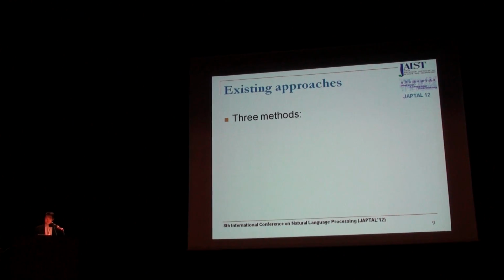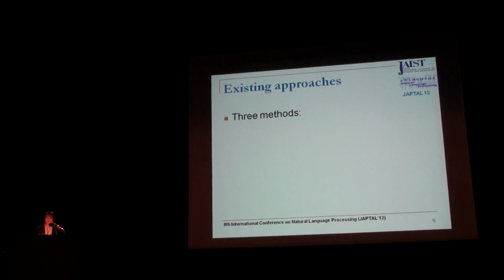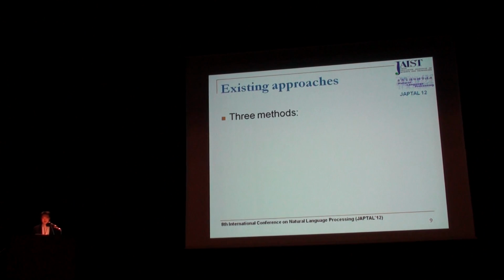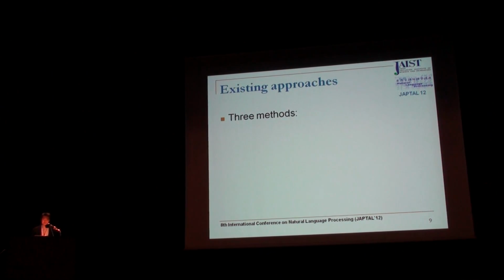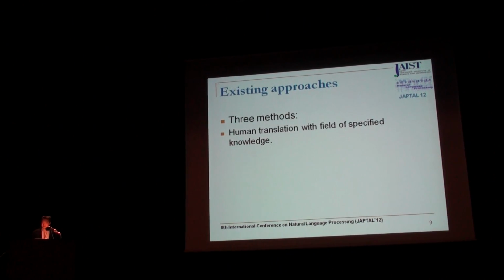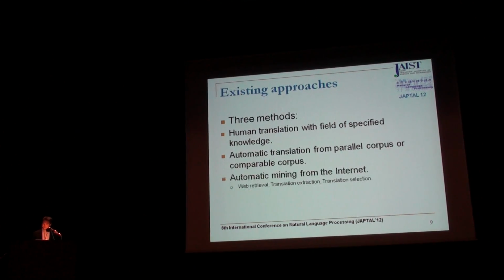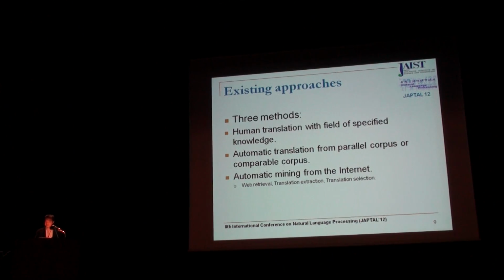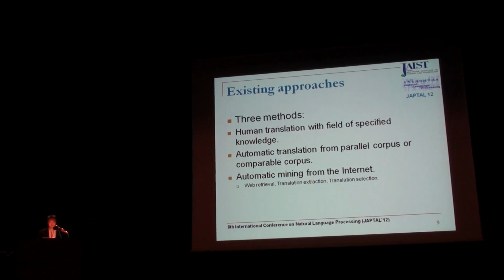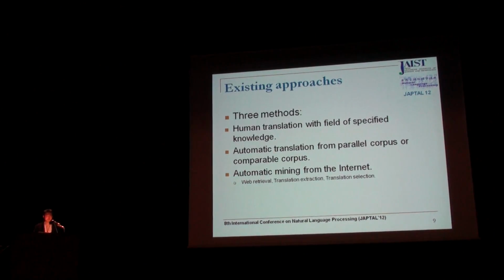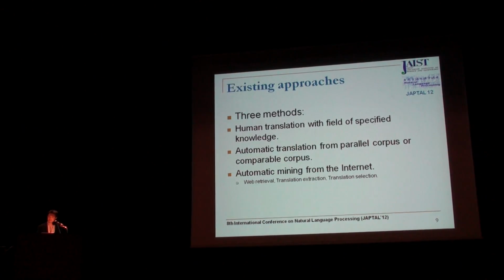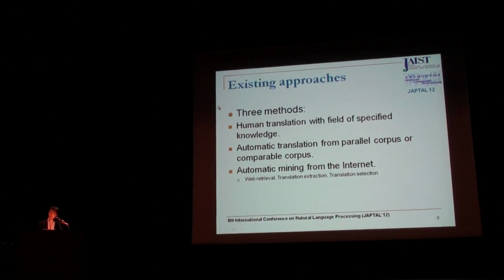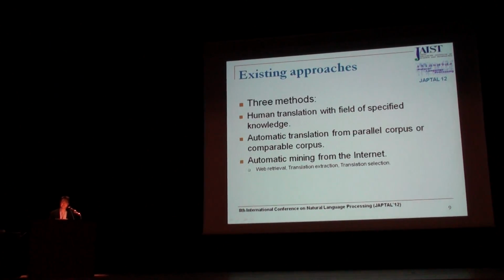Generally speaking, OOV terms can be translated by three methods. They are human translation with field-specified knowledge, automatic translation from parallel corpus or comparable corpus, and the last one is automatic mining from the internet. Most OOV terms have their corresponding human translation nearby on the internet, and this is one of the systems that has been recently adopted by many researchers.